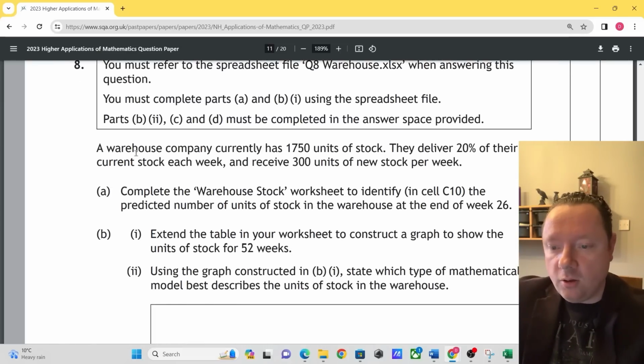It says, a warehouse company currently has 1750 units of stock. They deliver 20% of their current stock each week and receive 300 units of new stock per week. Complete the warehouse stock spreadsheet to identify the cell in C10, to predict the number of units of stock in the warehouse at the end of week 26. Okay, so here's the spreadsheet file.